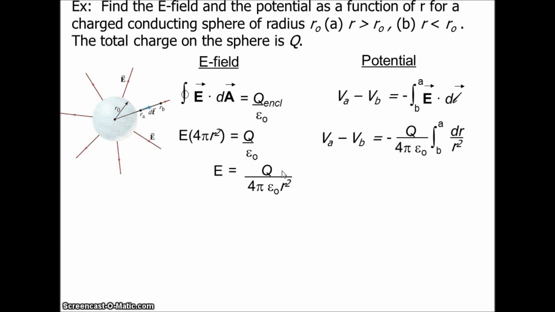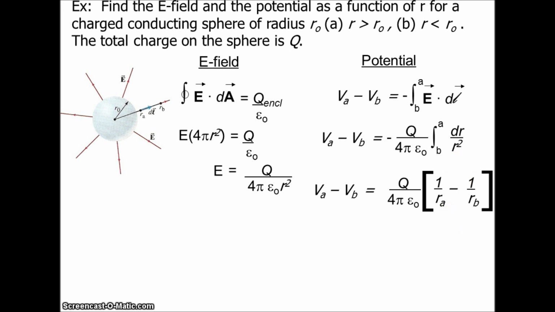The Q over 4 pi epsilon naught is all constant, so I'm factoring that out. And I have dr over r squared, and I'm summing that up. Anti-differentiation of that gives me r to the negative 1 power over negative 1. The negatives cancel, and I get a positive Q over 4 pi epsilon naught instead of the negative, evaluated at RA and RB. The reason it's the first power here is that anti-differentiation increases the power by 1. It used to be r to the negative 2, now it's r to the negative 1.